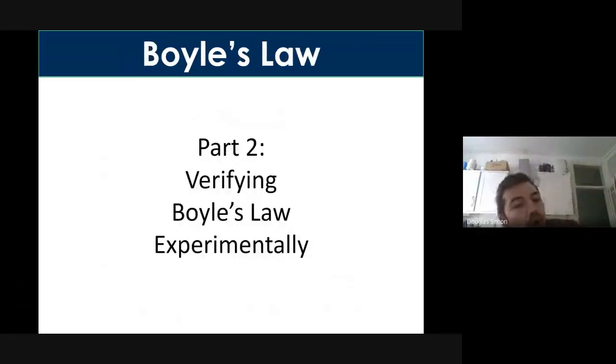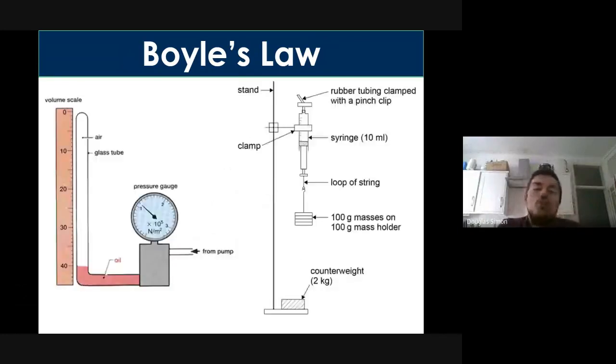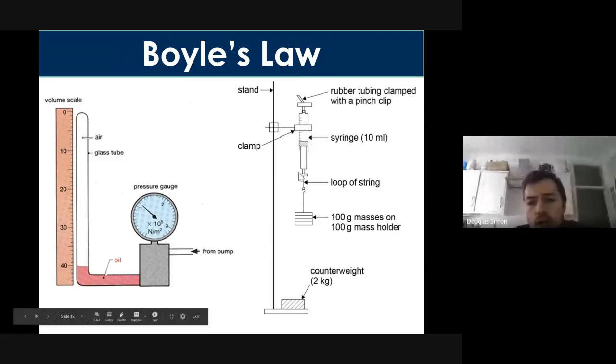Okay, part 2 of the question is looking at verifying Boyle's law experimentally. Obviously this is something we'll do in class when we return, so we won't spend too much time on it now, but it's useful for you to see it. There are 2 methods that are commonly used, one on the left and one on the right. Pause the video now and think about how you would test the idea that pressure is inversely proportional to volume for both the left one, which is pretty easy, and the right one, which is harder.